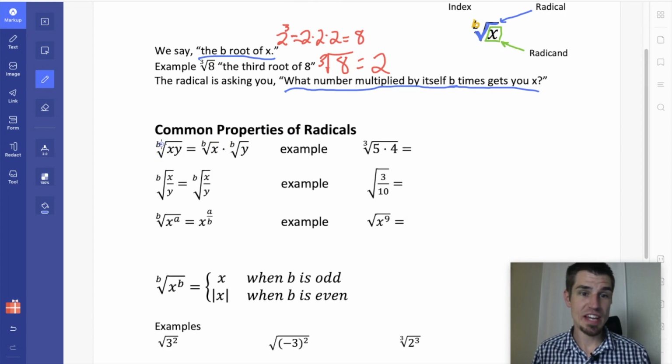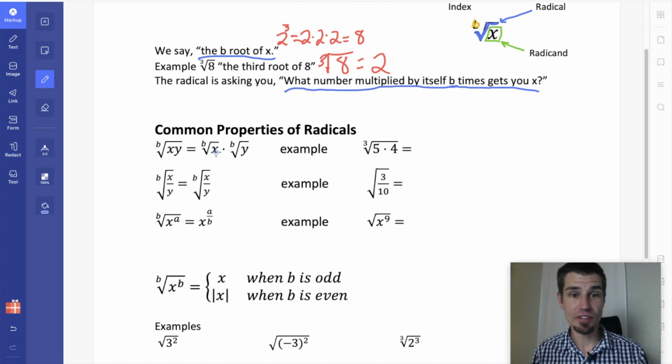For example, if we had the b root of x times y, that's going to be the same thing as the b root of x times the b root of y. Really what's happening here is I want you to notice that b, our index, is staying the exact same on both sides of the equation, okay? Also, notice these are multiplied together, not adding.